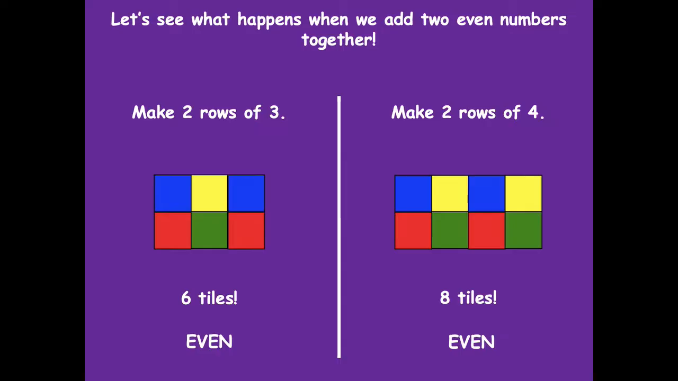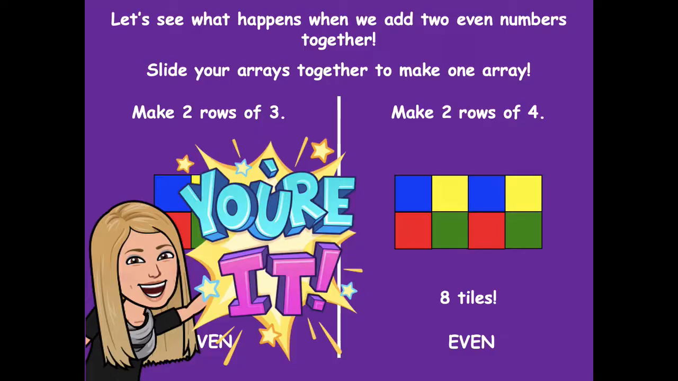So let's see what happens when we add these two even numbers together. Slide your arrays together to make one array. So pause the video, slide them together, make one array, and then click play when you're ready for the next step.